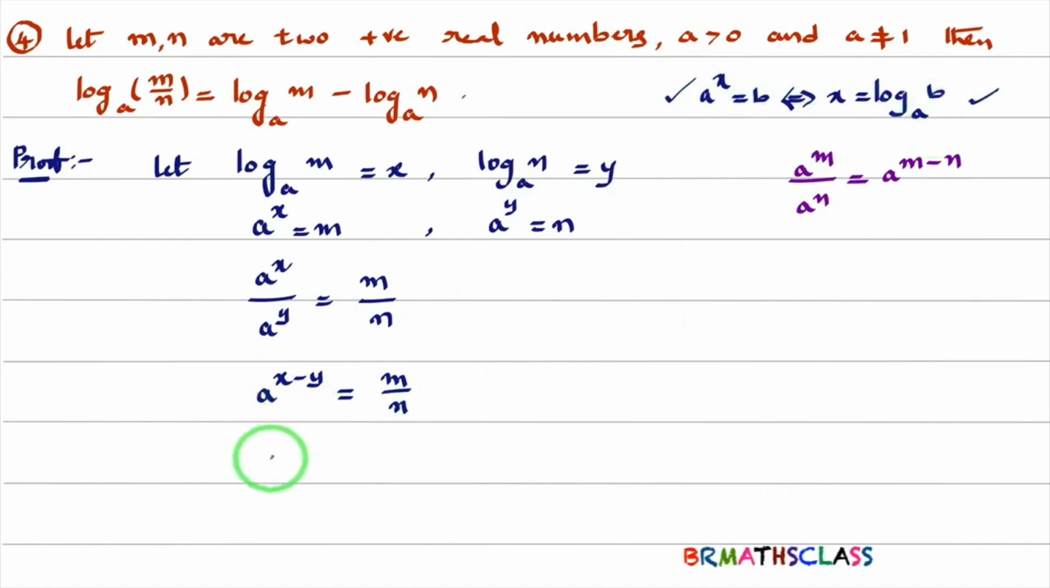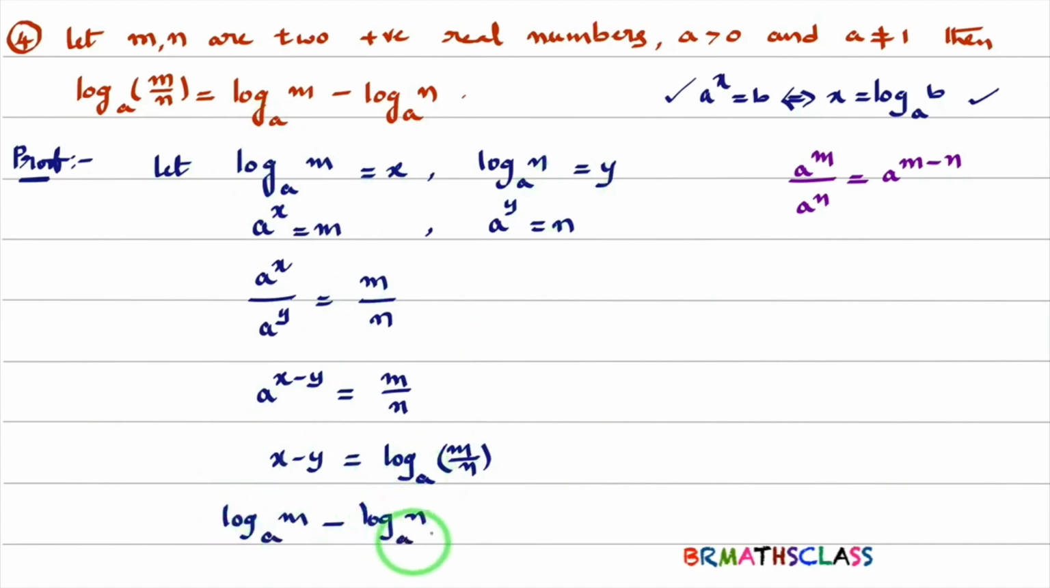So here it can be written as x - y = log (m/n) base a. I hope you are understanding. What is x? I considered log m base a as x. So in place of x, I'll write log m base a minus, in place of y, log n base a, equal to log (m/n) base a.